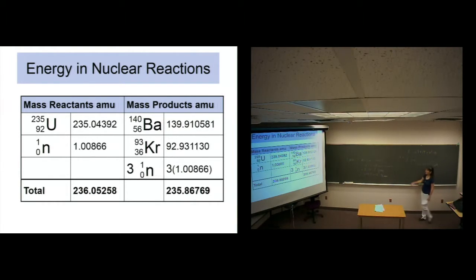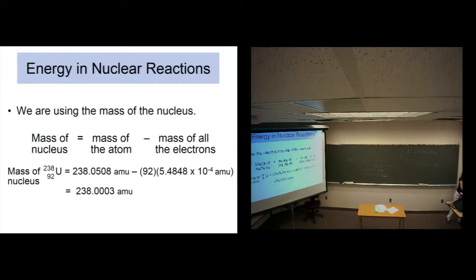We find the change in mass, watch our conversions to get to kilograms, put it into our E equals mc squared using a more accurate value of c, and that's how we do it. Easy, right? Okay, well, we're talking about the nucleus for these things, and when we have the mass of an atom, how do we get just the mass of the nucleus?